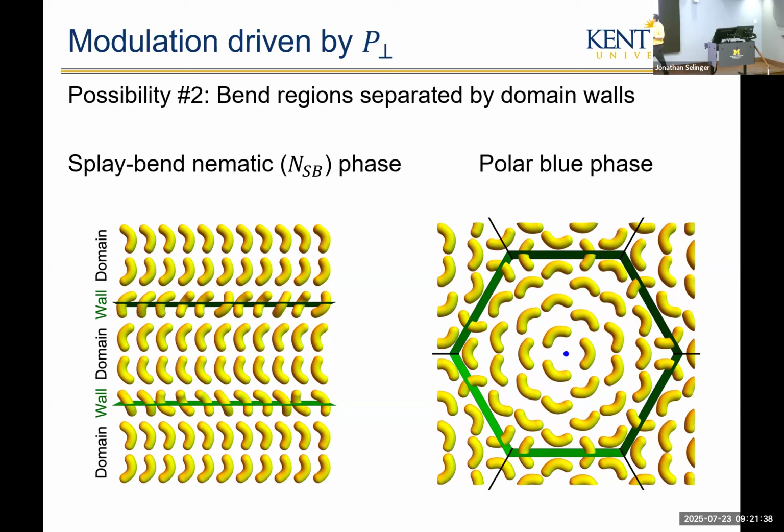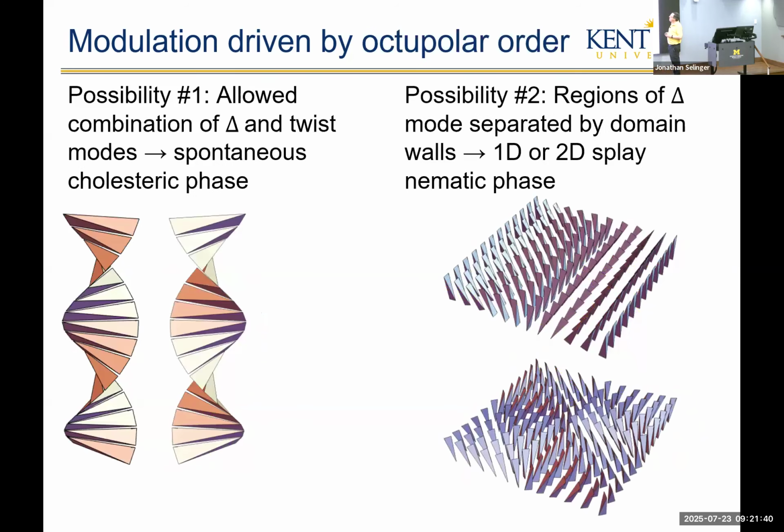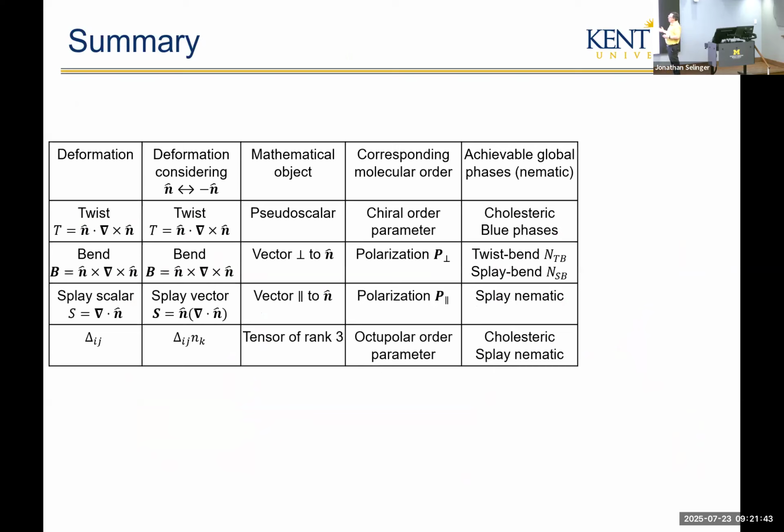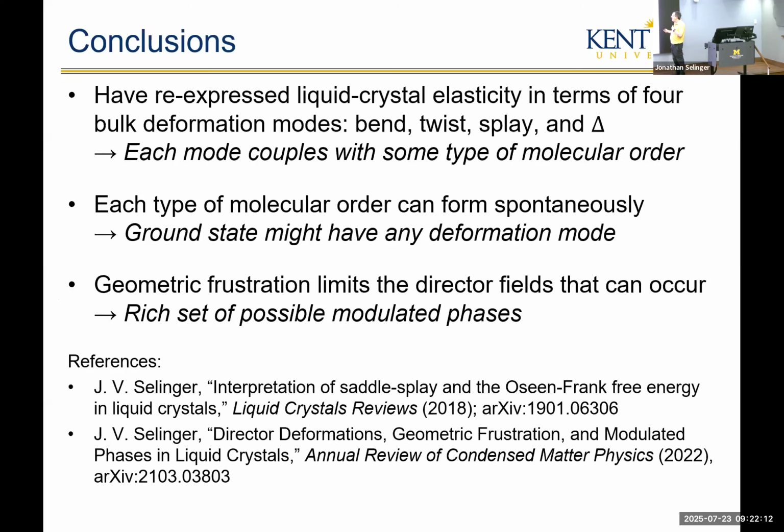Okay, so I have similar stories for modulations driven by splay or the delta mode. I don't have time to talk about those. So let me just summarize with this table, okay, that you have these four modes. Each of them could couple to some kind of molecular order, but then it's a frustrated state. You have to think of what compromises you can make to get the best possible director field, which might have uniform deformation modes or it might have defects.